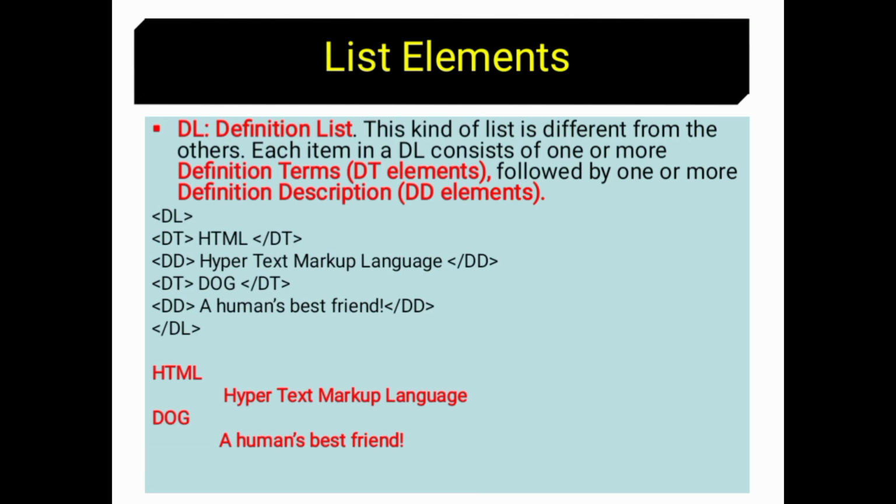Then DL stands for definition list. This kind of list is different from the others. Each item in a DL consists of one or more definition terms, that is DT elements, followed by one or more definition description elements. Within the DL tag, here we mention HTML in the DT tag, and the output displays hypertext markup language.